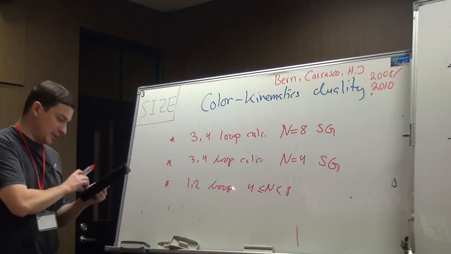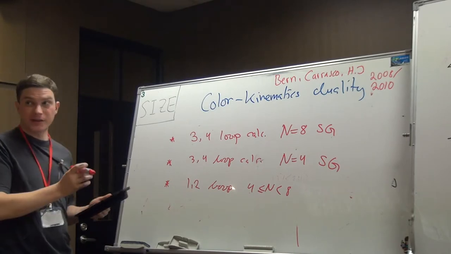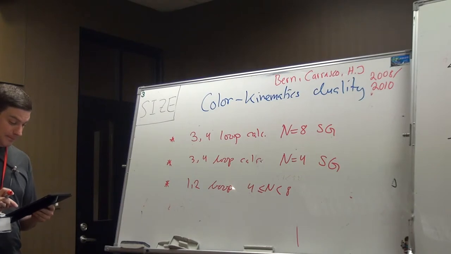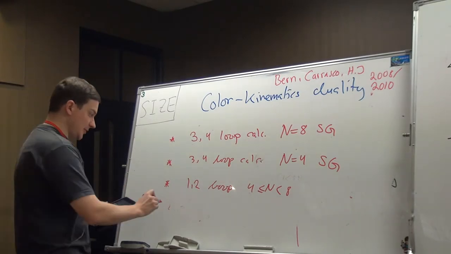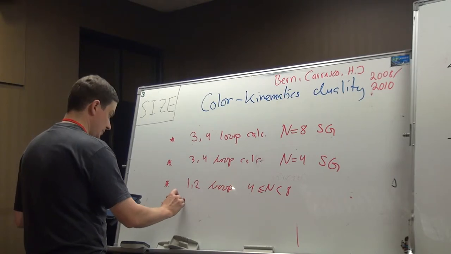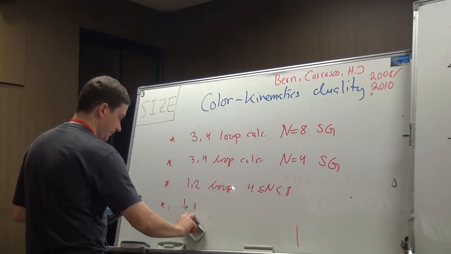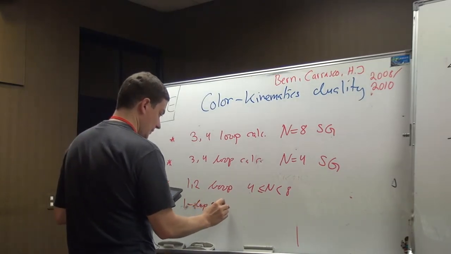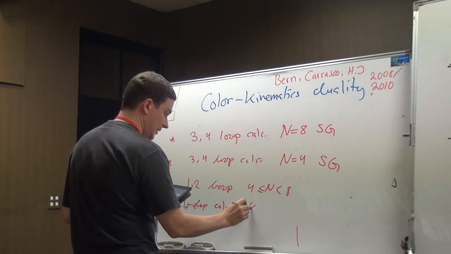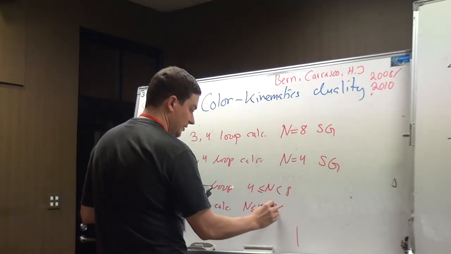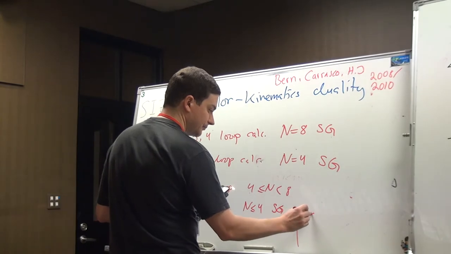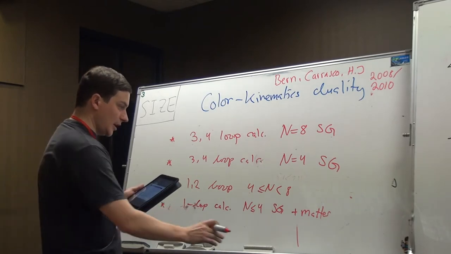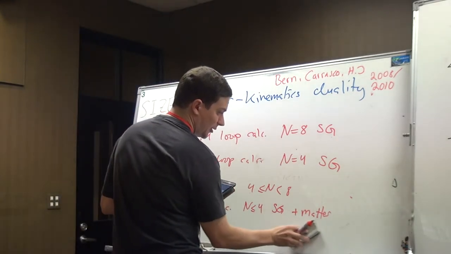Let me just mention the other ones. There's been a 1 loop calculation in self-dual gravity. There's also 1 loop calculations in N less than 4 supergravity plus matter, where the matter has the same amount of supersymmetry. And this has been done both for abelian and non-abelian.